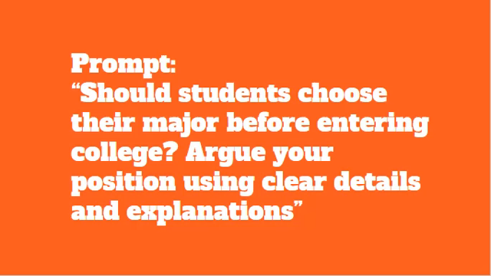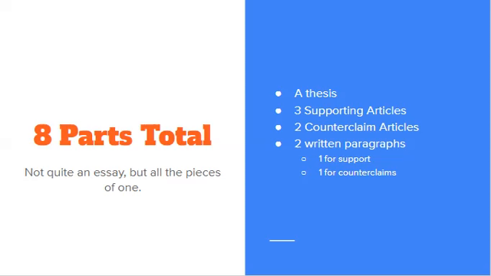So again, brief review of the pieces you needed. There were 8 parts in total. Again, it was not quite an essay, but it just had all the pieces of one. Okay, so things I'm looking for: a thesis, 3 supporting articles, 2 counterclaim articles, and 2 written paragraphs. I know a lot of people have been questioning what the paragraphs were about. Remember, there was supposed to be 1 support paragraph and 1 counterclaim paragraph. I'm going to walk you through a sample paragraph that incorporates all of your evidence, so that way it makes a little more sense and it's a little bit more clear.